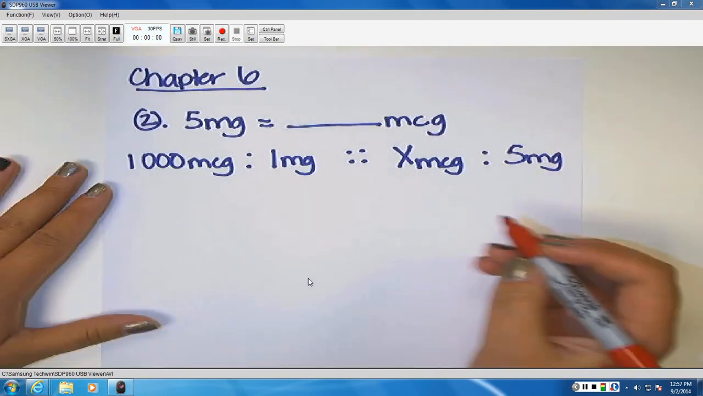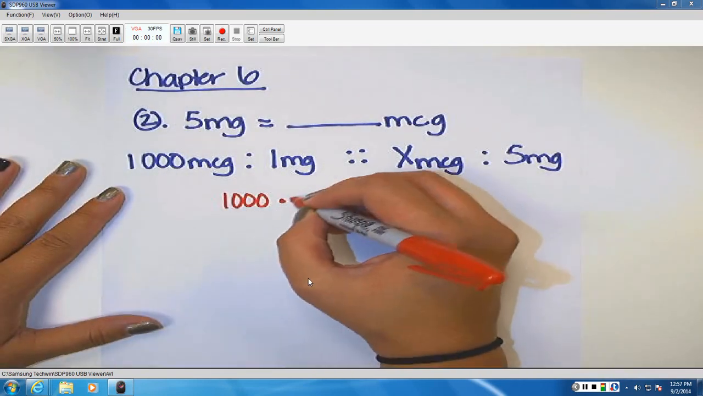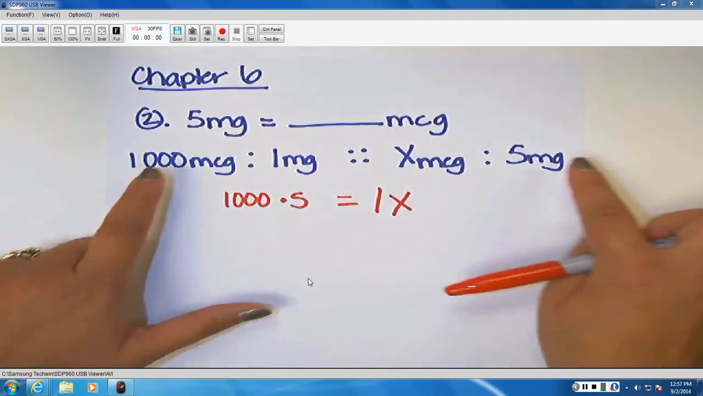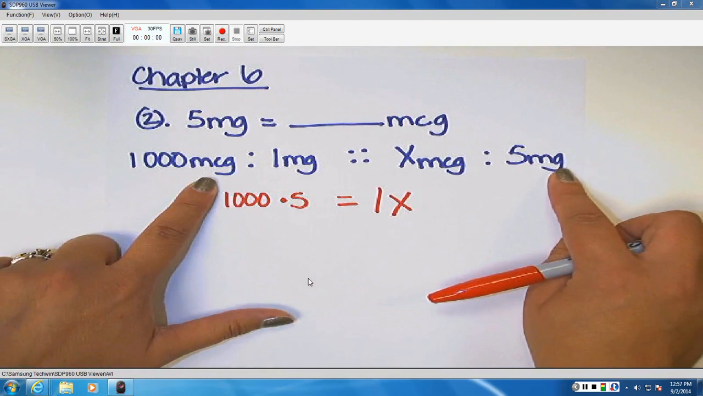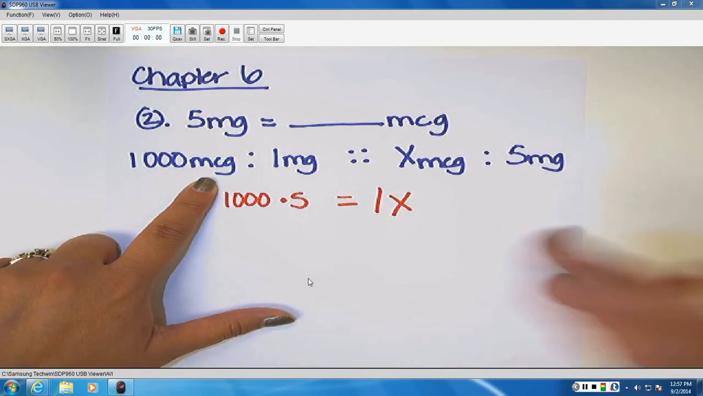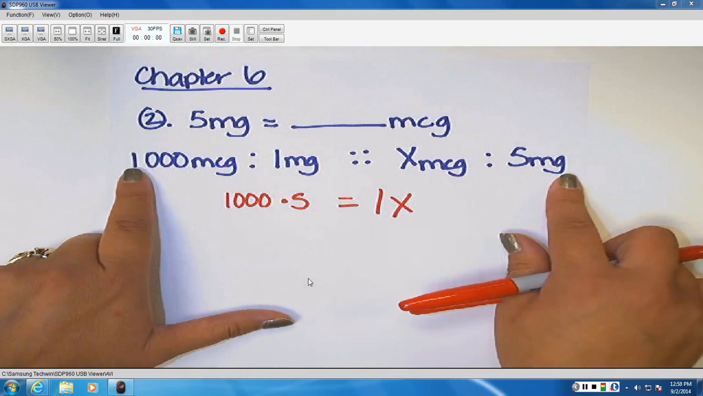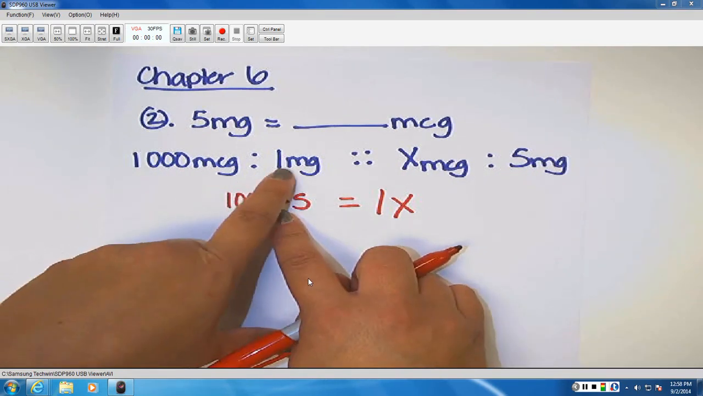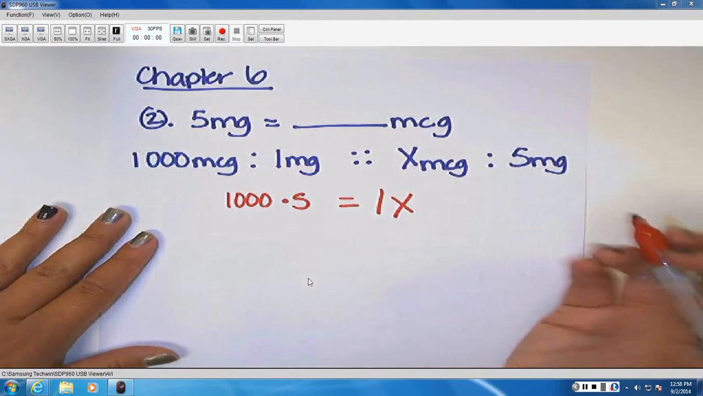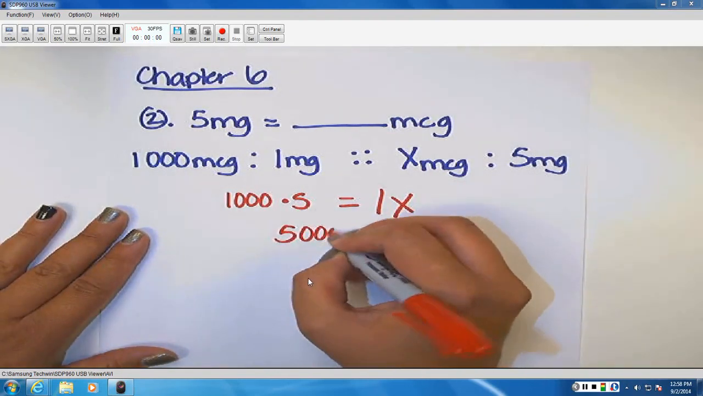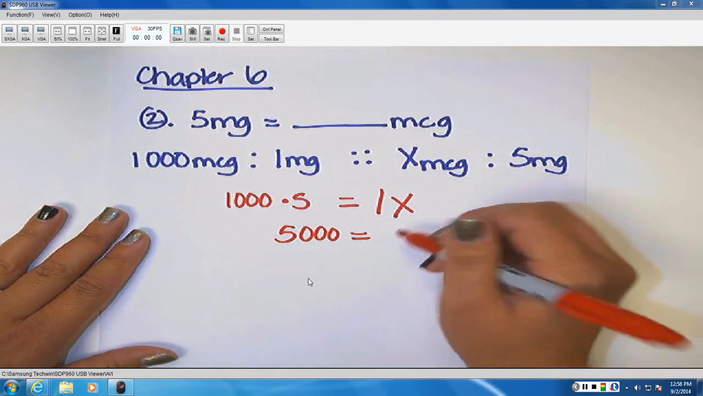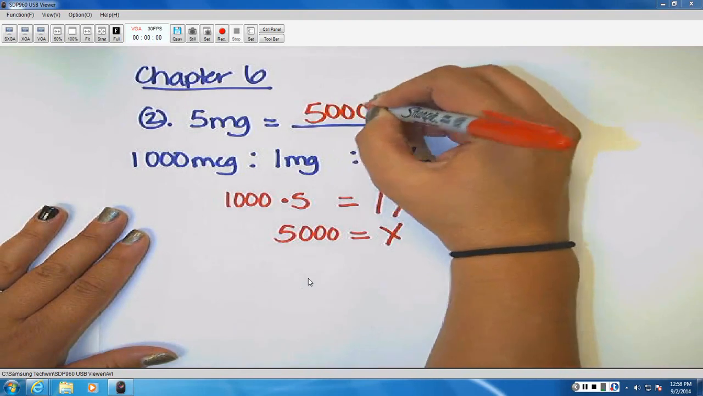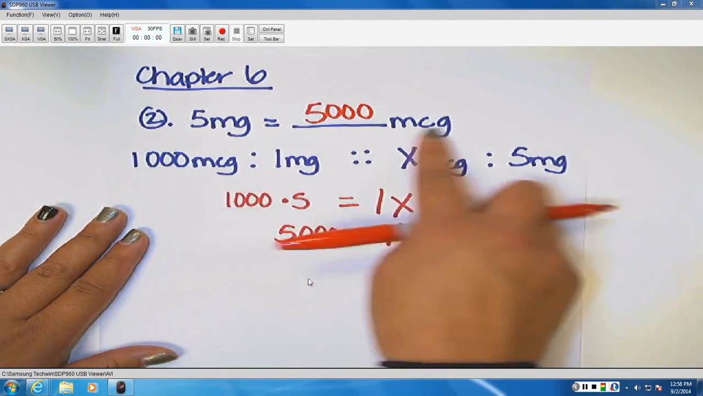So it's going to be 1,000 times 5 equals 1x. As you can tell, I'm kind of dropping my labels as I work my math out, and then at the very end, you need to make sure that you put your label back in. So I'm dropping my labels. I'm bringing my 5 and my 1,000 and multiplying it together, and then I'm multiplying my 1 and my x together. So over here I have 5,000 equals, I can drop my 1x. So then you can just put your 5,000 up here. So 5 milligrams equals 5,000 micrograms.